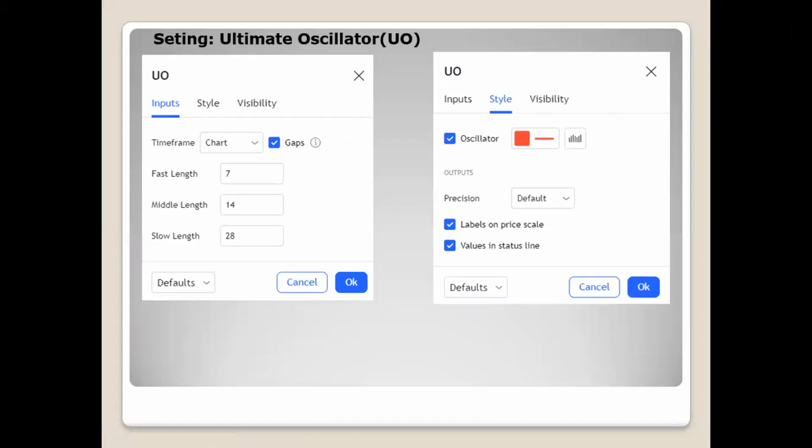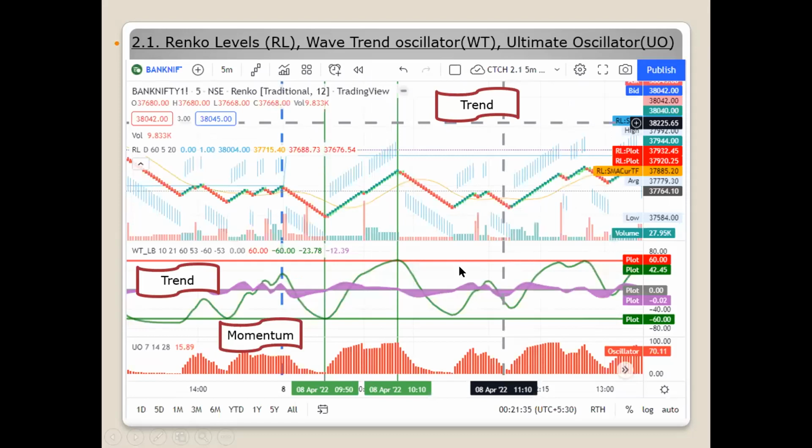So this I already explained, like what is the fast length, middle length, and the slow length. These are the time frames, but I was talking about the 17, 14, and 28. And the one is the style, what style you want. So this is again coming back to the overall picture of this. Just giving it as a conclusion.